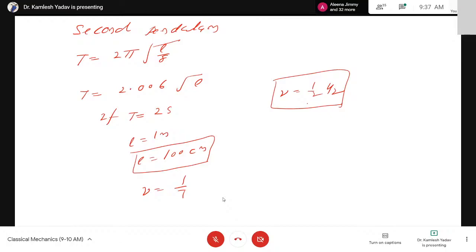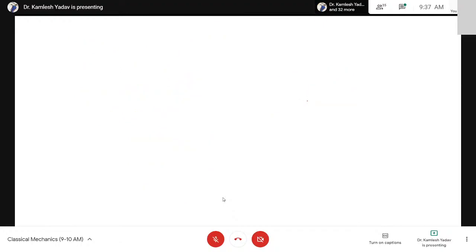It means 1 second for swing in one direction and 1 second for the return swing. Total time period is 2 seconds and the frequency is half hertz. This is known simply as second pendulum. Now let us consider, I am only telling some results and I am not deriving this. Suppose we have an elevator lift where we have attached a pendulum.